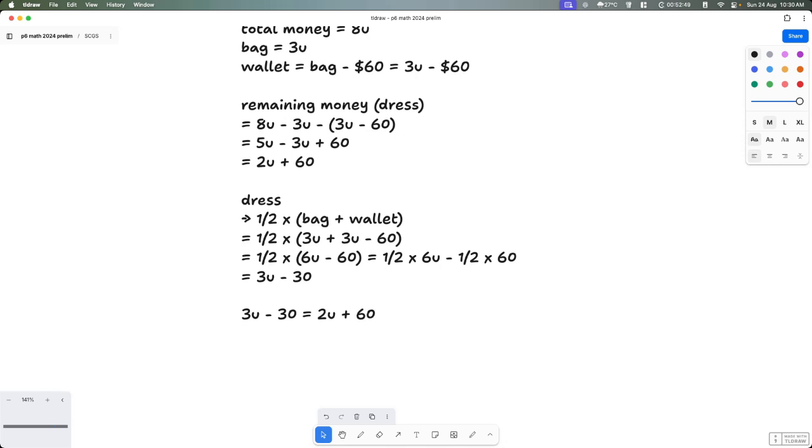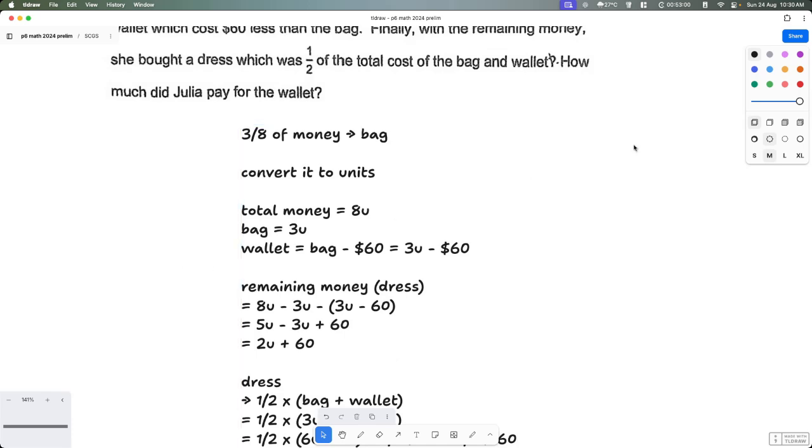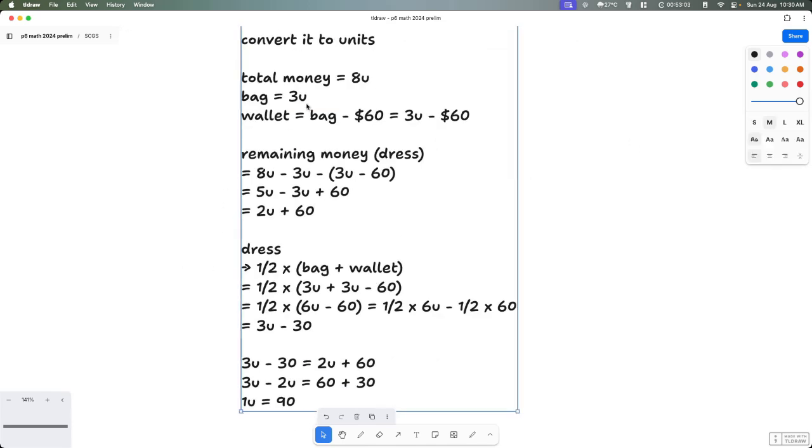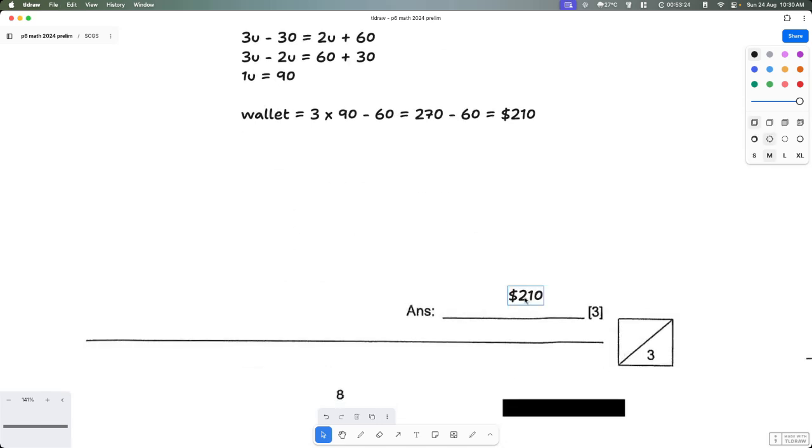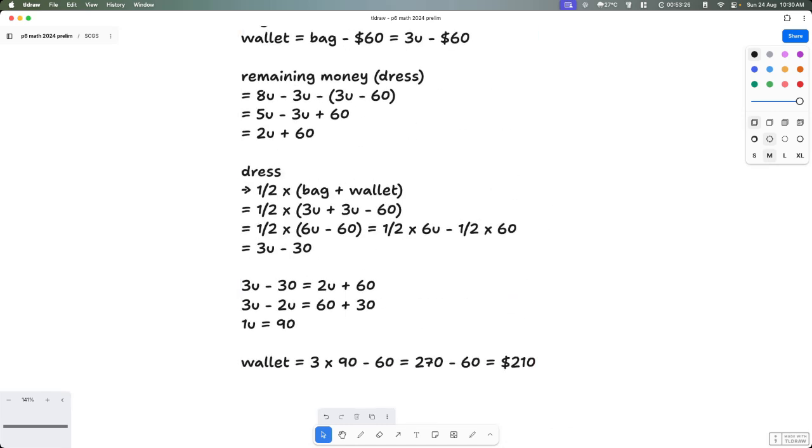Okay, so that means we have 3 units minus 2 units equal to 60 plus 30. 1 unit equal to 90, right? So now we know 1 unit is $90. How much did Julie pay for the wallet? So the wallet itself is this over here. Wallet is equal to 3 times 90 minus 60, which is basically 270 minus 60, which is $210. Okay, there you go. So that's the answer, $210. All right, let's move on to the next question.